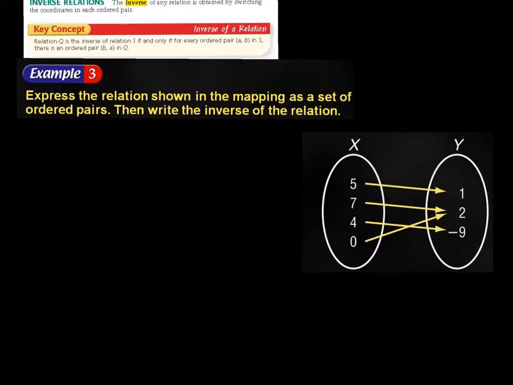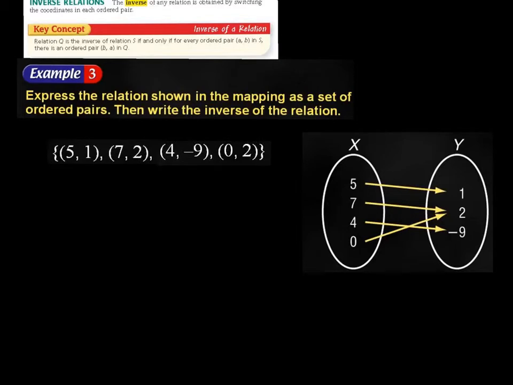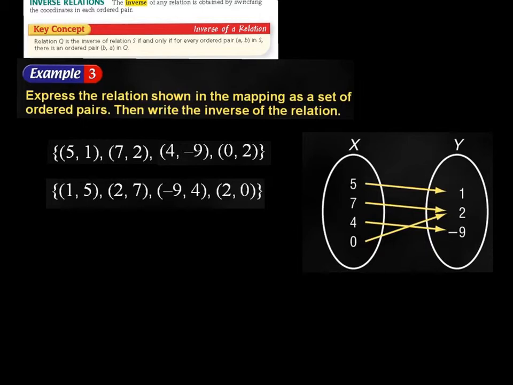Example 3 asks us to express the relation shown in the mapping as a set of ordered pairs, then write the inverse of the relation. The original ordered pairs are 5, 1, 7, 2, 4, -9, and 0, 2. When we do the inverse, 5, 1 becomes 1, 5, 7, 2 becomes 2, 7, 4, -9 becomes -9, 4, and 0, 2 becomes 2, 0.